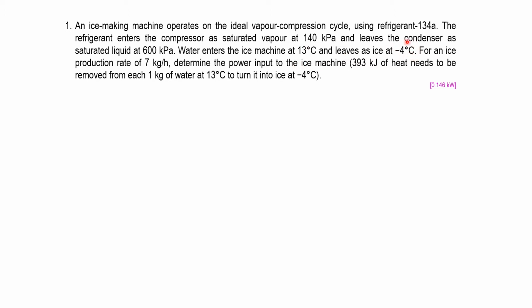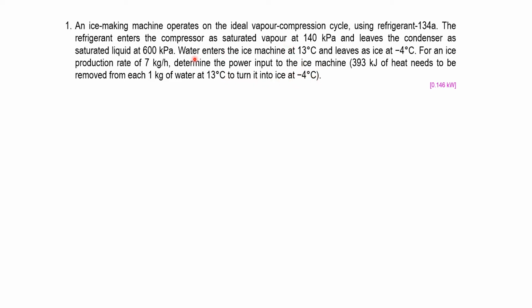So this is as a result of the refrigeration. For an ice production rate of 7 kilogram per hour, so you have an ice production rate given to you, 7 kilogram per hour, determine the power input to the ice machine. Now please note they also give you this extra information that 393 kilojoule of heat needs to be removed from each 1 kilogram of water at 13 degrees C to turn it into ice at -4 degrees C.